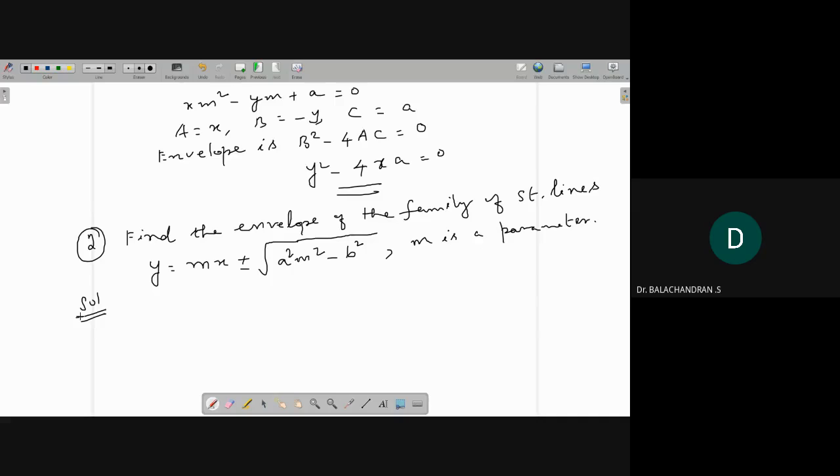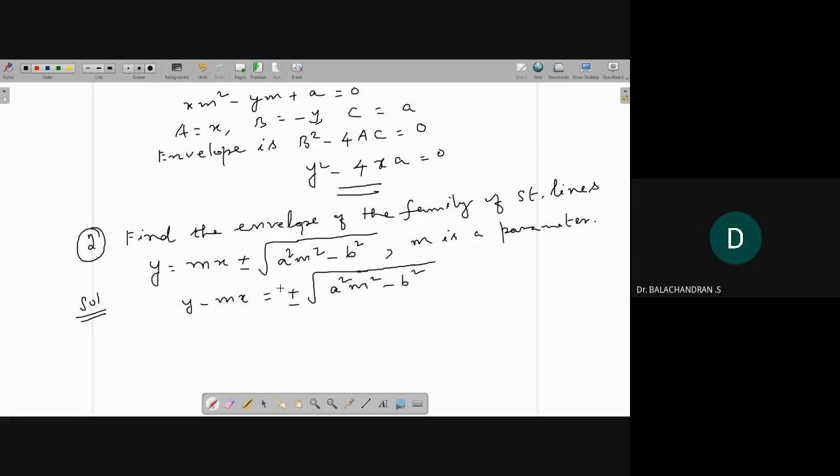So now just rewrite this equation. Okay, y minus mx is equal to plus or minus root of... I don't want to differentiate this now because here I have a root. So that's why I try to convert into quadratic in m. Sometimes it is possible, sometimes it is not possible. If it is possible, you can try. Otherwise, you should differentiate and you should eliminate m.